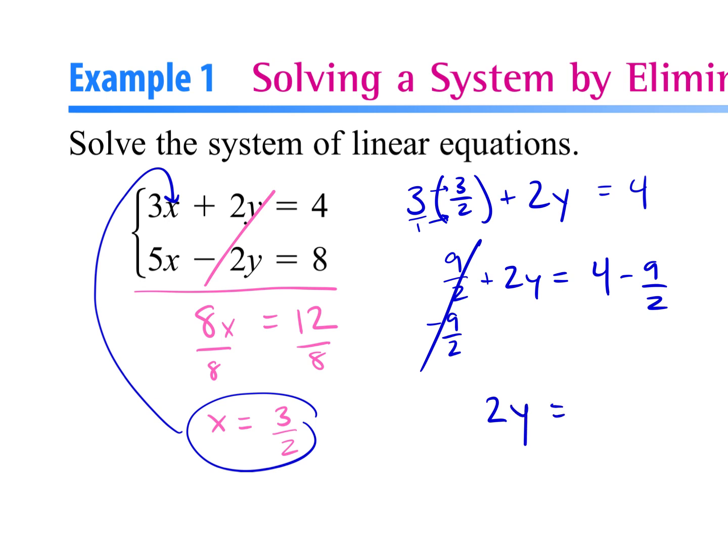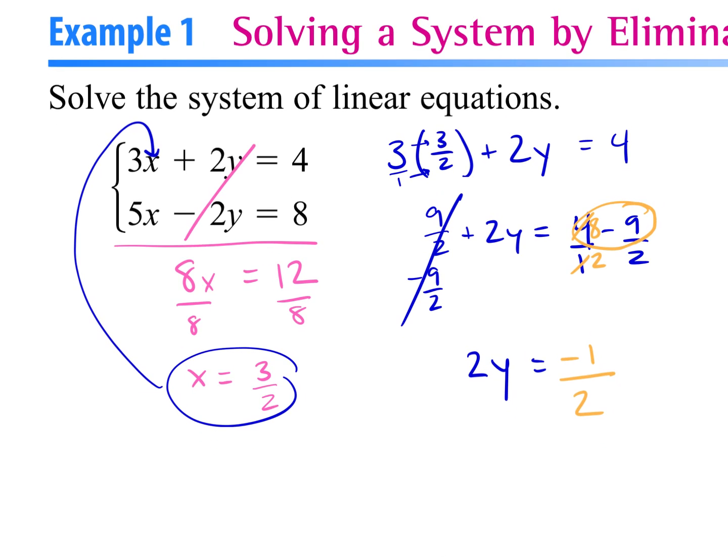How do I add a whole number and a fraction, or subtract a whole number and a fraction? I put 4 over 1 and find a common denominator. Well, what would my common denominator be? 2. So I have to multiply the top and the bottom here by 2. So it becomes 8 over 2. So we just subtract the numerators. What is 8 minus 9? Negative 1 over 2.